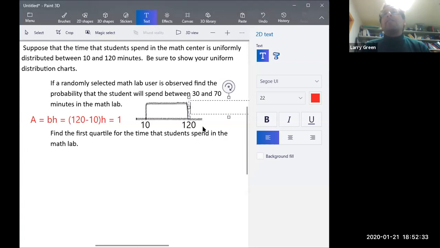Yeah, what I'm going to do is I'm going to say 120 minus 10 is 110, and then I'm going to divide both sides by 110. So I could say h is equal to 1 over 110. Is that clear? Any questions on what I just did there?